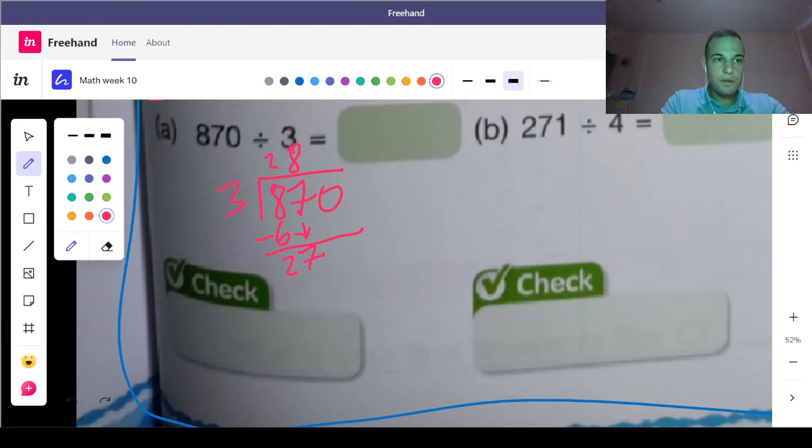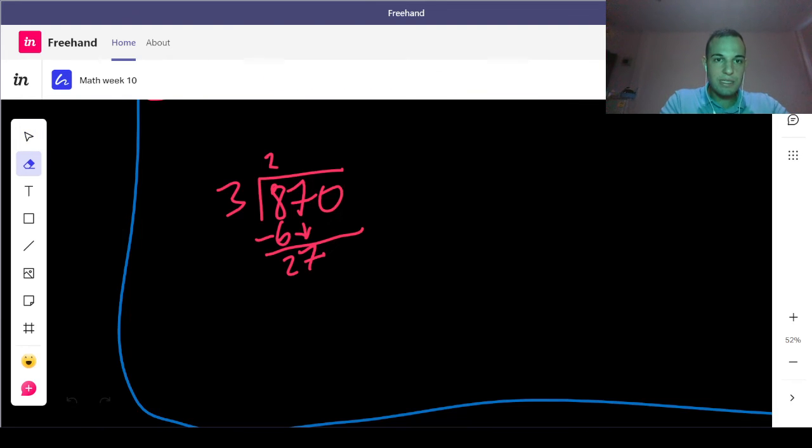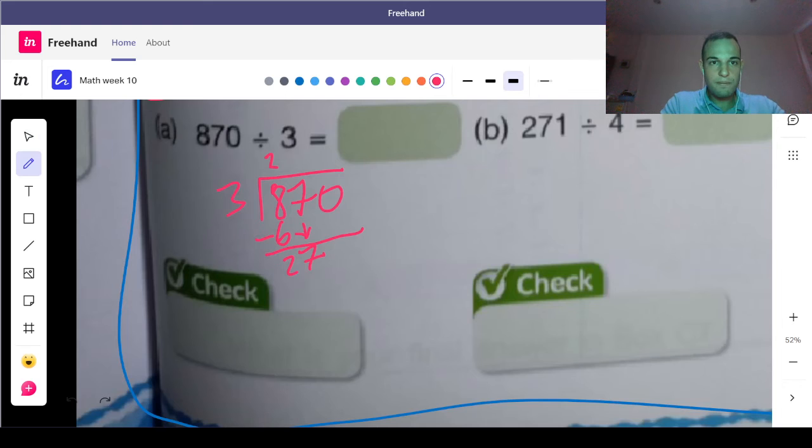So let's erase this 8. Oops. And let's try again. 3 goes into 27 9 times. So 27 minus 27 is 0. And 0 is 0 here. So the answer is 290. How do we check it?